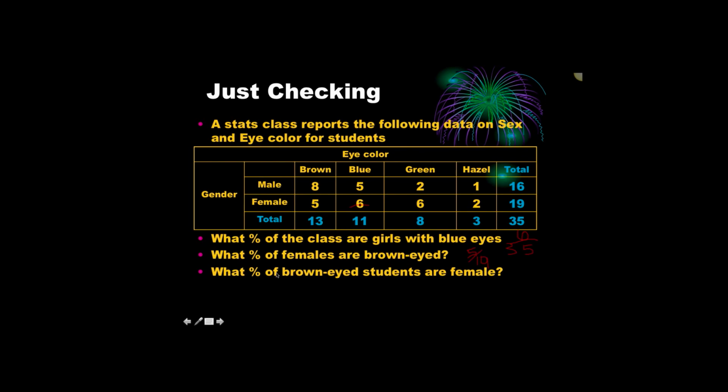Okay, so then we want to know what percent of brown-eyed students are female. Okay, so now we're only looking at brown-eyed students. So that would be this column right here. So the total is now 13. So now we are out of 13. And female, there are 5 female with brown eyes, so it would be 5 out of 13.